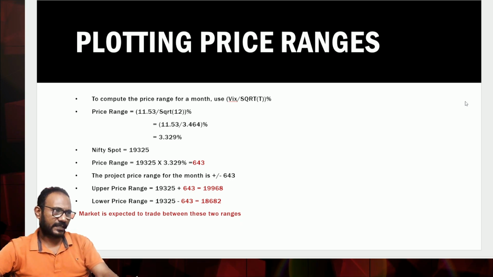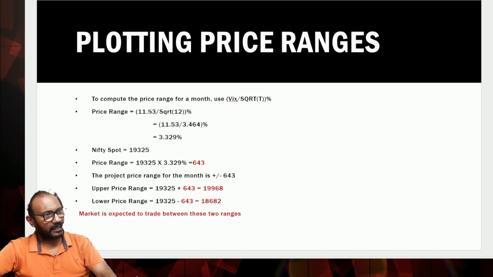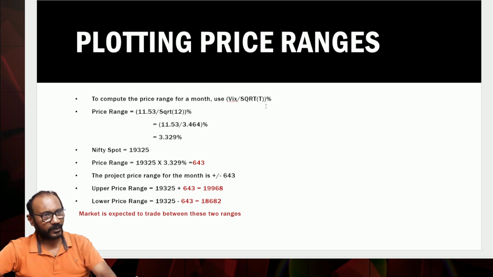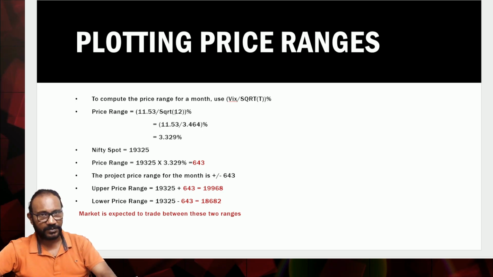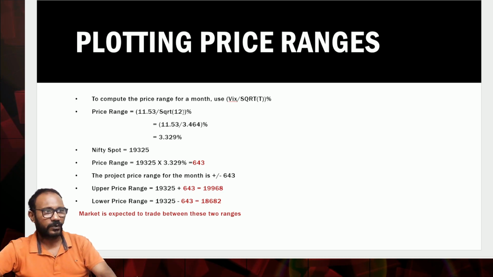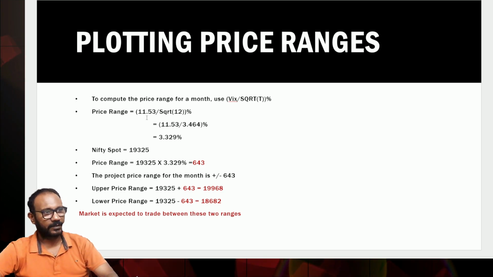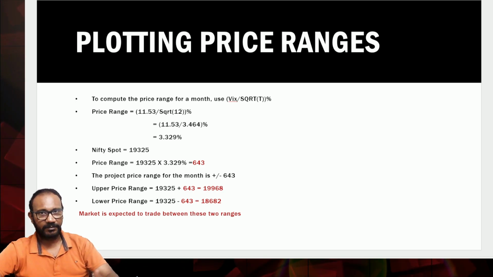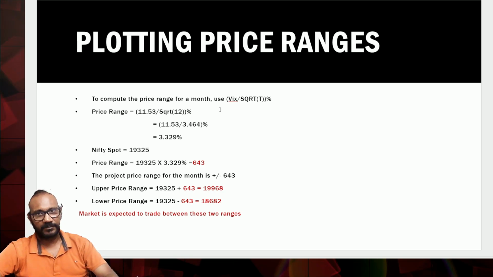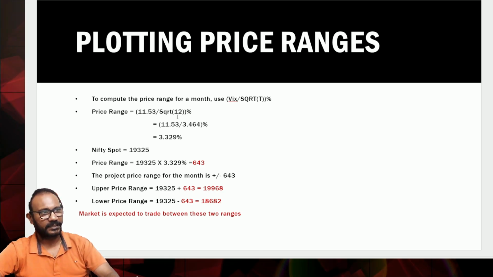So, like I said, the price range here, 11.53 is the VIX, right? The VIX is 11.53. Square root of t, this is 12 months, right? In a year, we have 12 months. I'm doing this because I wanted to find out what it is for 1 month. If I have to find it for 1 month, then I have to divide it by the square root of 12, right? Only then I will get what it is for the next 30 days.